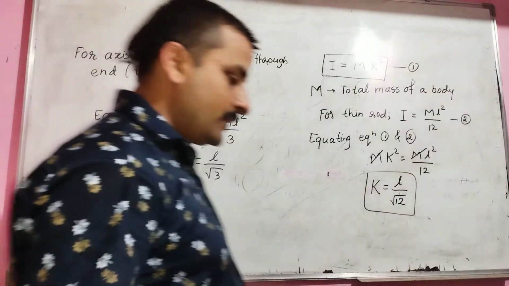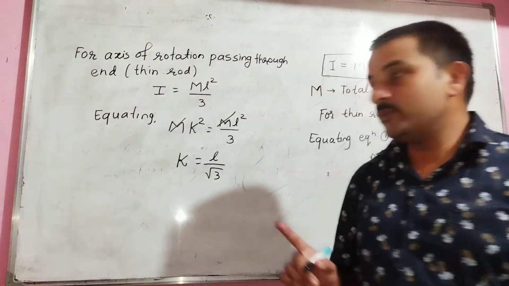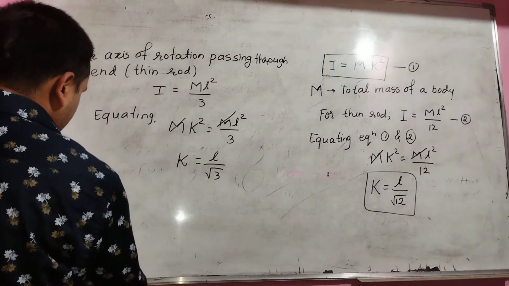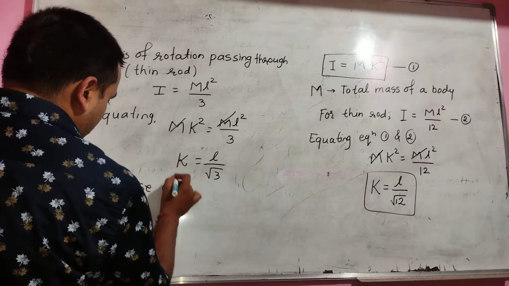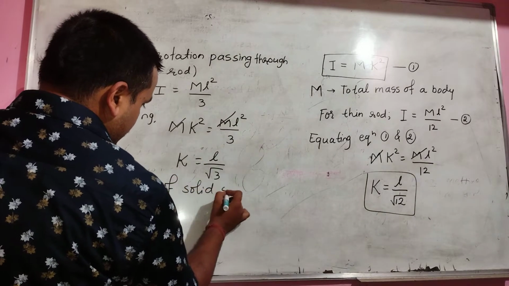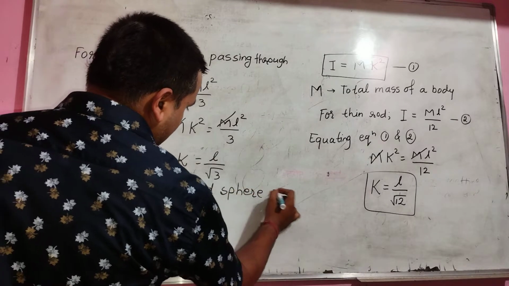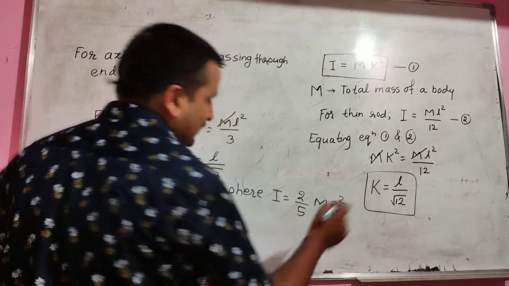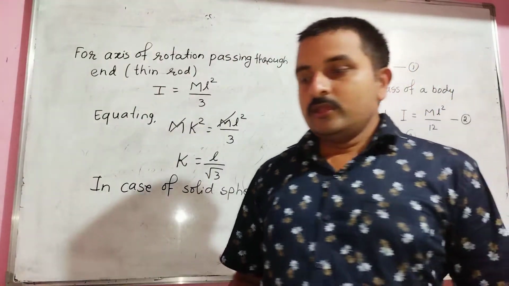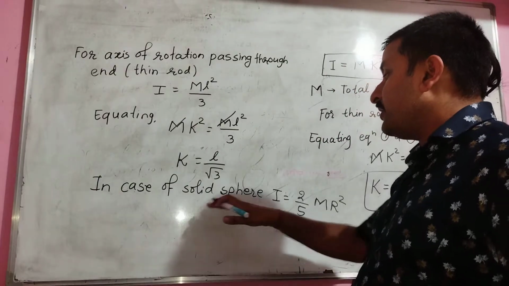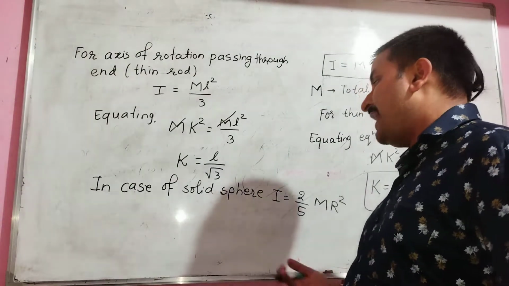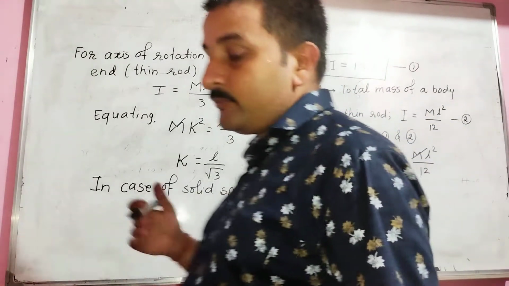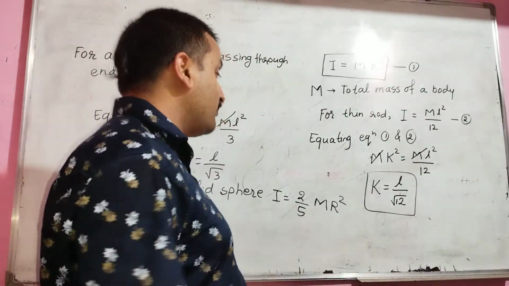One thing that you have to remember is the solid sphere. In the case of a solid sphere, I is equal to 2 by 5 M R square, where R is the radius of that solid sphere. We are not required to derive this relation. We just have to remember this, because it may be asked in some numerical problems or in some conceptual questions also.